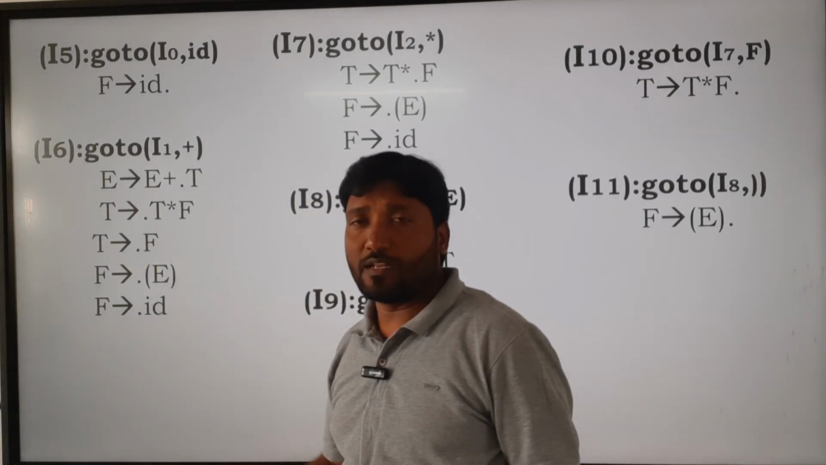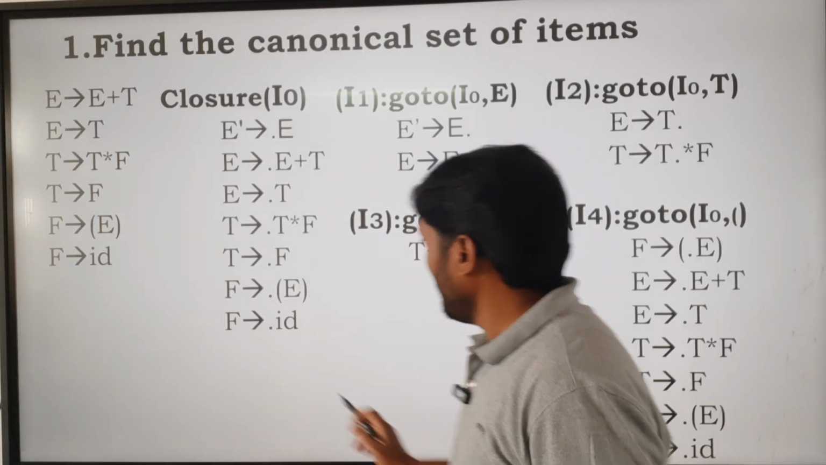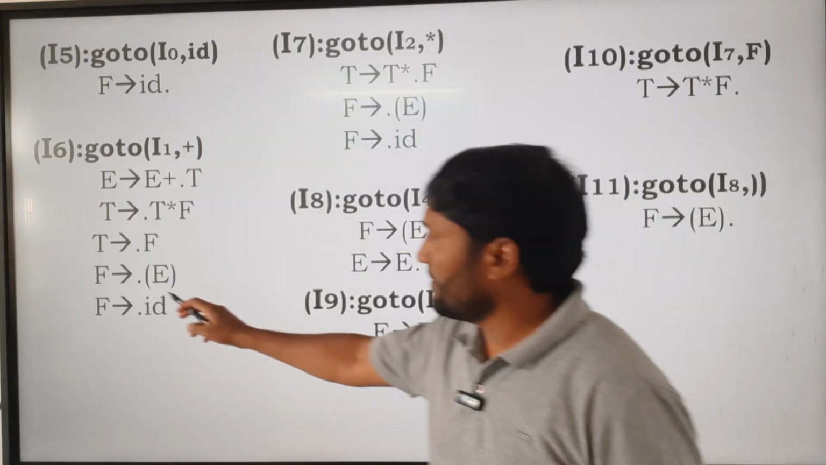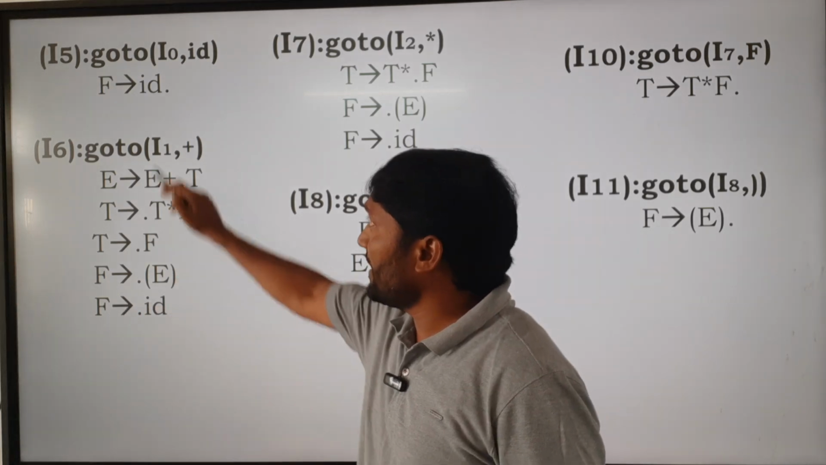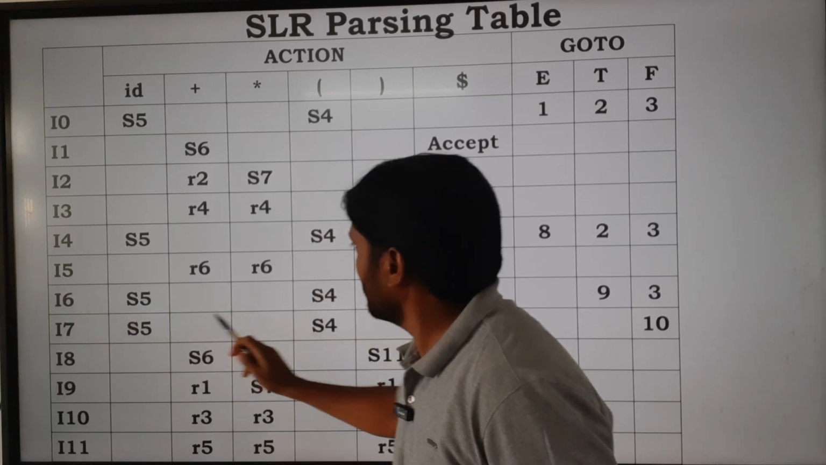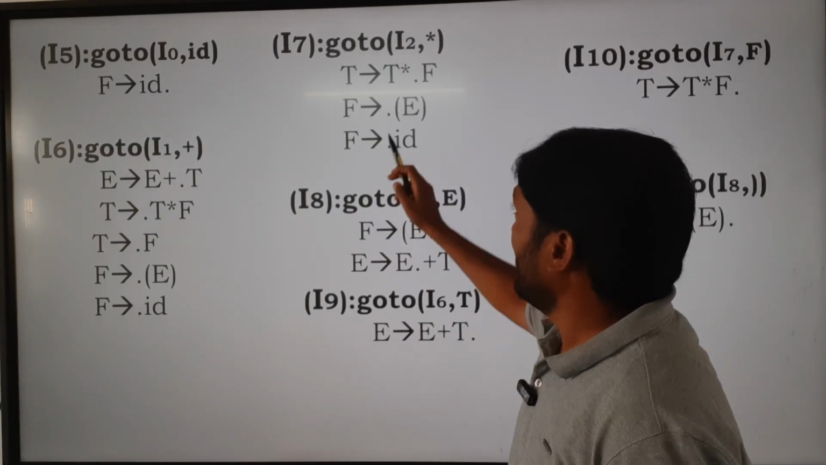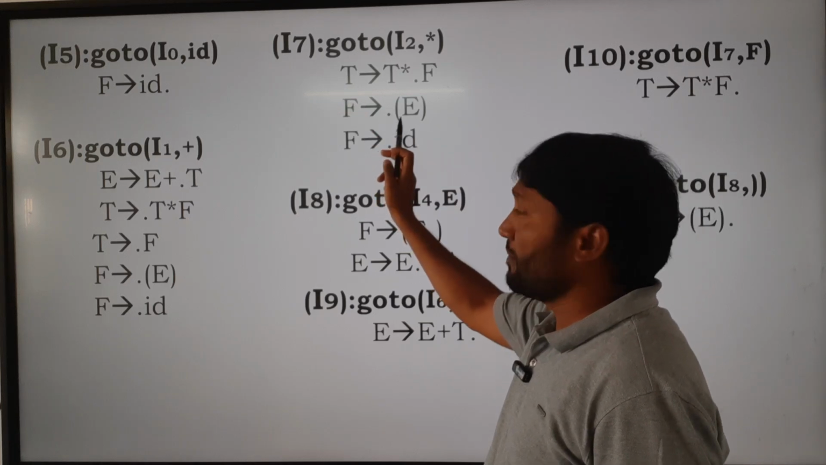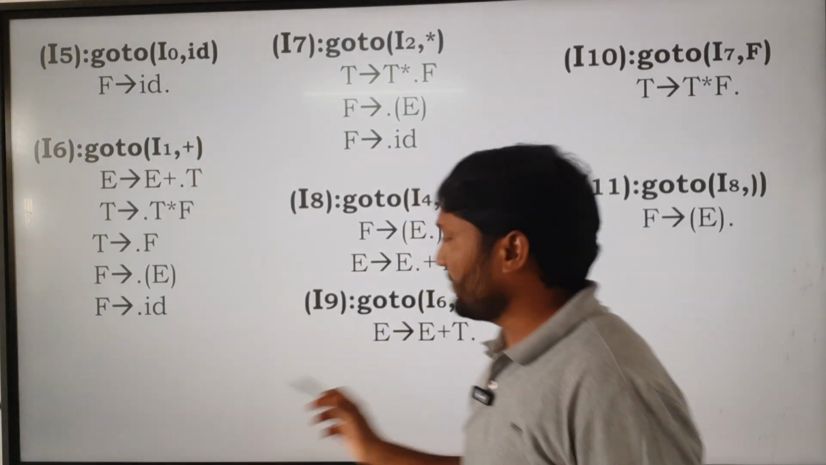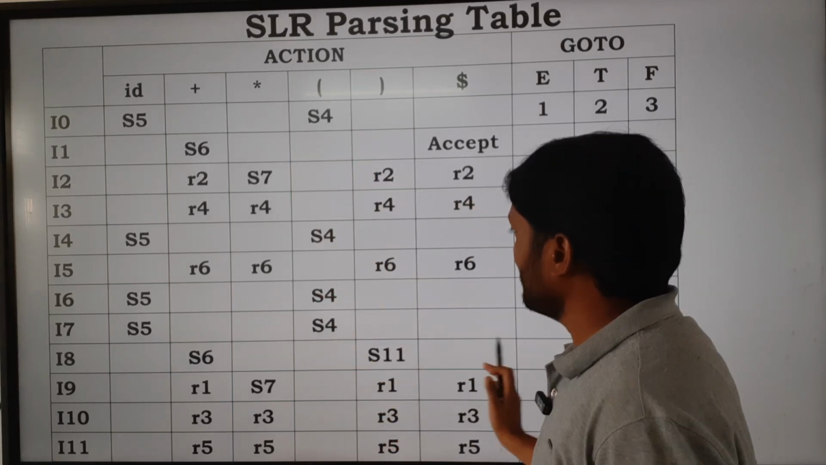6 comma open bracket can be filled with S4, because it has already ended in I4. That's why we fill the table so: 6 comma open bracket with S4 and 6 comma ID with S5. Now come to 7. Here it is also the same: 7 comma open bracket is filled with S4 and 7 comma ID is filled with S5.